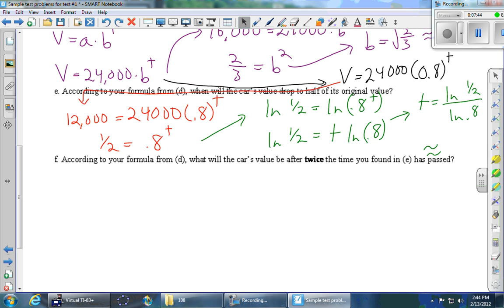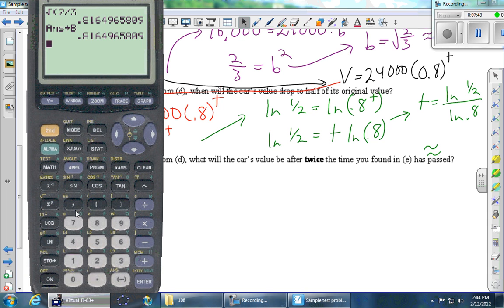So I'm going to type that into the calculator in its rounded form. So if I just type in ln of a half, I'll clear, ln of 1/2 divided by ln of 0.8. And we get that it's about 3.1 years is how long it takes to get cut in half.